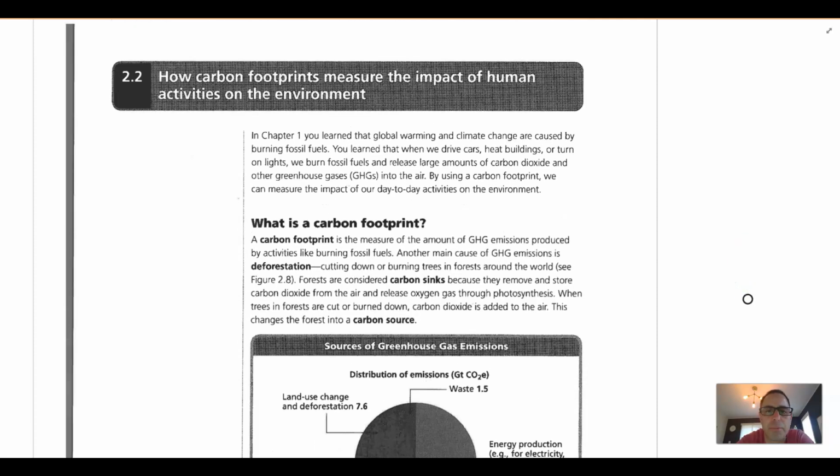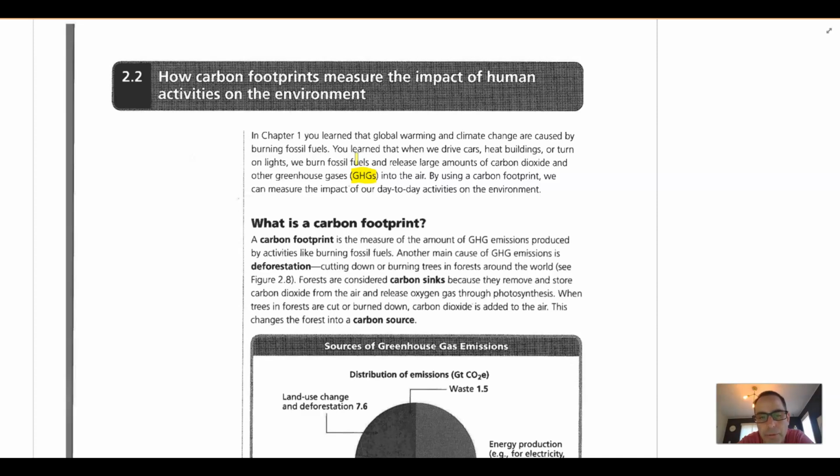How carbon footprints measure the impact of human activities on the environment. In Chapter 1, you learned that global warming and climate change are caused by burning fossil fuels. You learned that when we drive cars, heat buildings, or turn on lights, we burn fossil fuels and release large amounts of carbon dioxide and other greenhouse gases into the air. Ooh, GHGs. That's an important abbreviation, and that stands for greenhouse gases. By using a carbon footprint, we can measure the impact of our day-to-day activities on the environment.